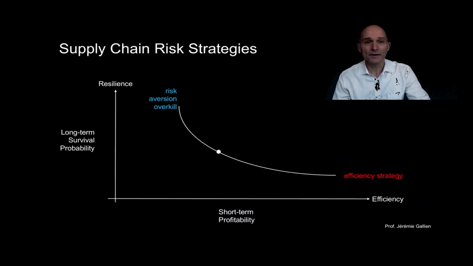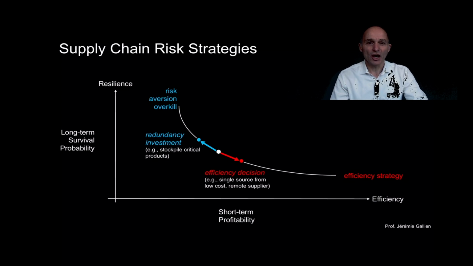Let us connect now the idea of resilience in the supply chain to profitability. On the horizontal axis, I plot the short-term profitability, also often called efficiency, while the vertical axis refers to resilience, which here can be measured particularly by long-term survival probability. Typically, we encounter some trade-offs. Two classic strategies are to focus on efficiency, for example, by single sourcing from a low-cost remote supplier. On the other hand, if we prioritize resilience, we can try to minimize risk. A typical approach is investment in redundancy, for example, stockpiling critical products.